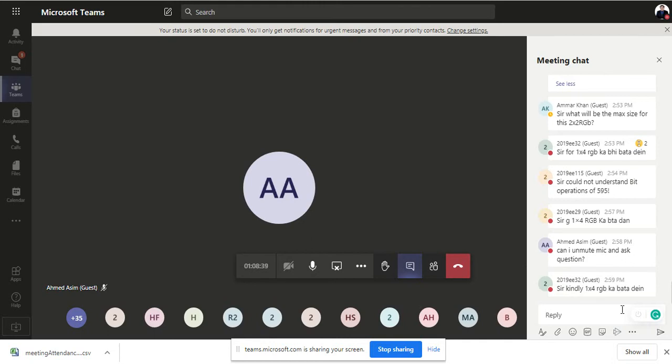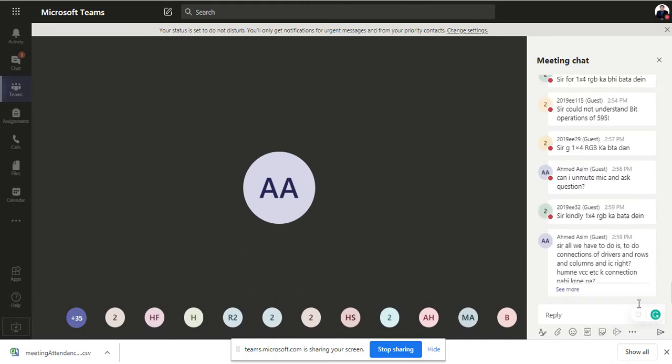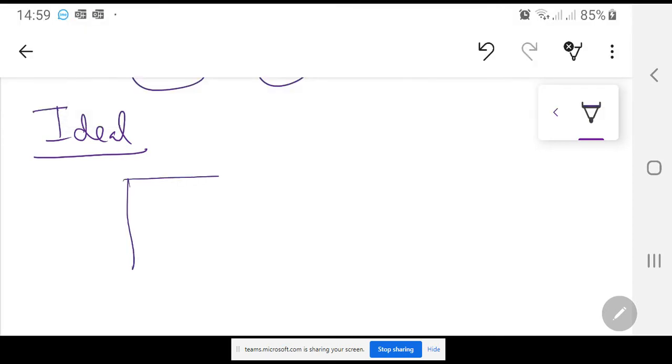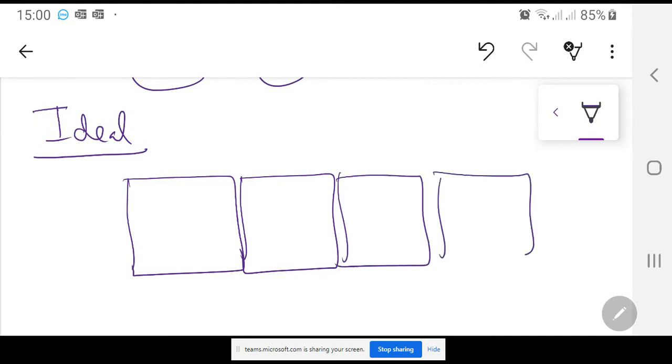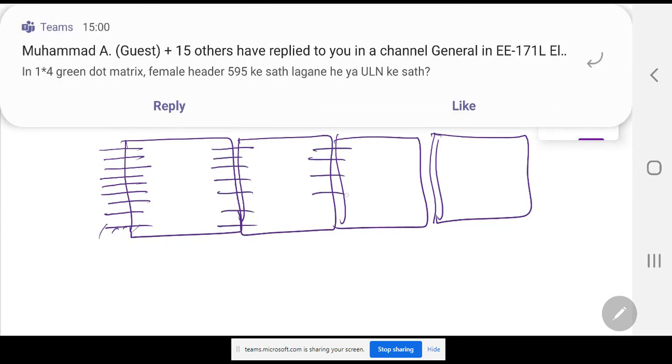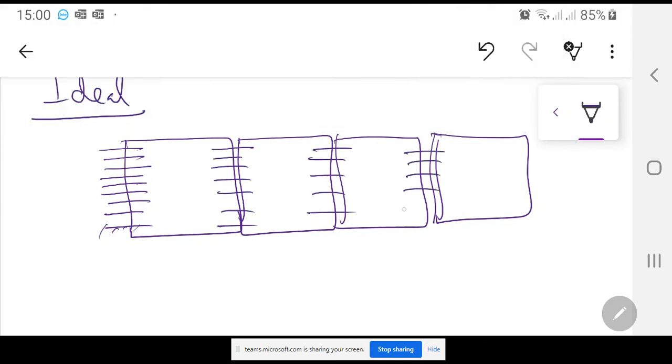RGB, 1x4 RGB means, listen to this one again. 1x4 RGB means that you are going to have 4 RGBs arranged like this. Since RGB is controlled row-wise, there are 8 of these pairs over here. In fact, I made 9. So these will be 8 pairs, and they will be combined with the next one. This will be combined with the next one. This will be combined with the next one. So they are going to have 8 transistor pairs over here.